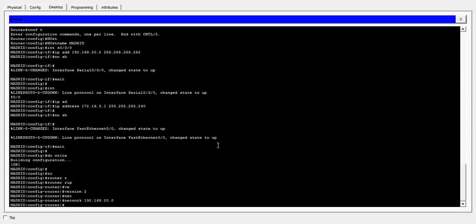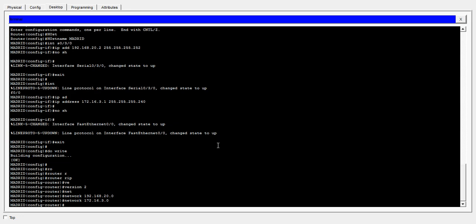Okay. Network 172.16.3.0. No auto-summary.